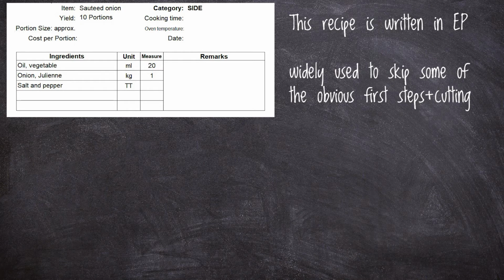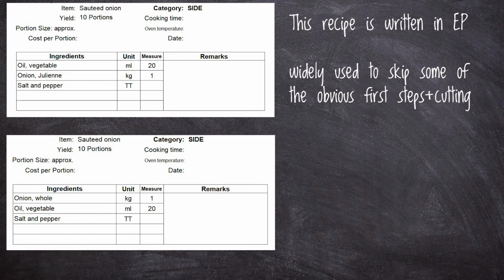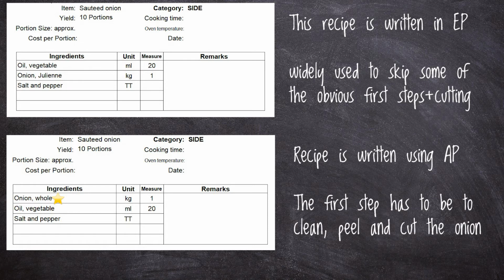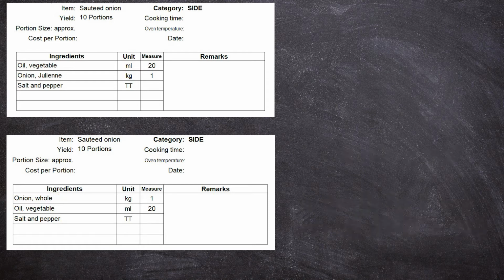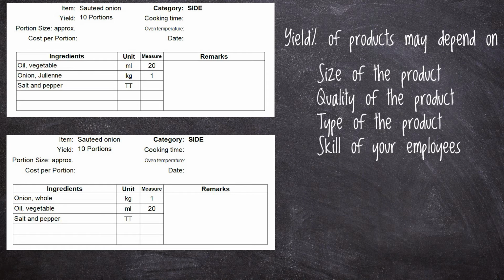Another way the recipe can be written is like this, using onion whole. In this example, your first step is to peel and cut the onion. So which one is correct? There is no easy answer to this one, but generally speaking, by using EP in your recipe, you should be able to get more consistent results than if you were to use the AP in your recipe, since you may get varying amounts of usable onion.